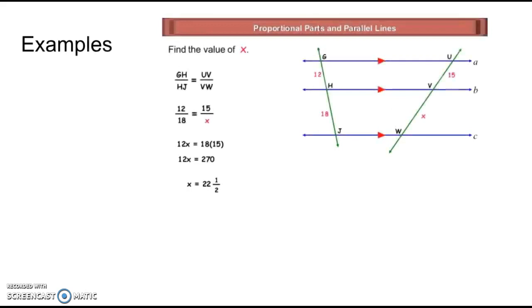Find the value of x. Well, notice that you have 3 parallel lines, so it cuts off the transversals proportionally. GH is to HJ as UV is to VW. So 12 is to 18 as 15 is to x. Cross multiplying, 12 times x equals 15 times 15. 12x equals 270, and x equals 22.5.